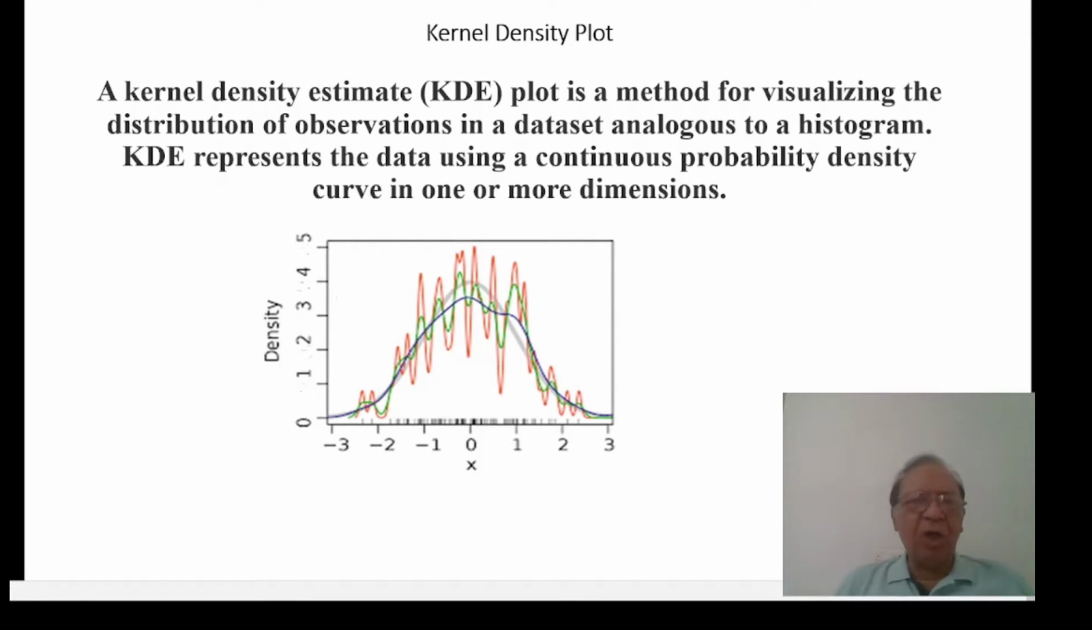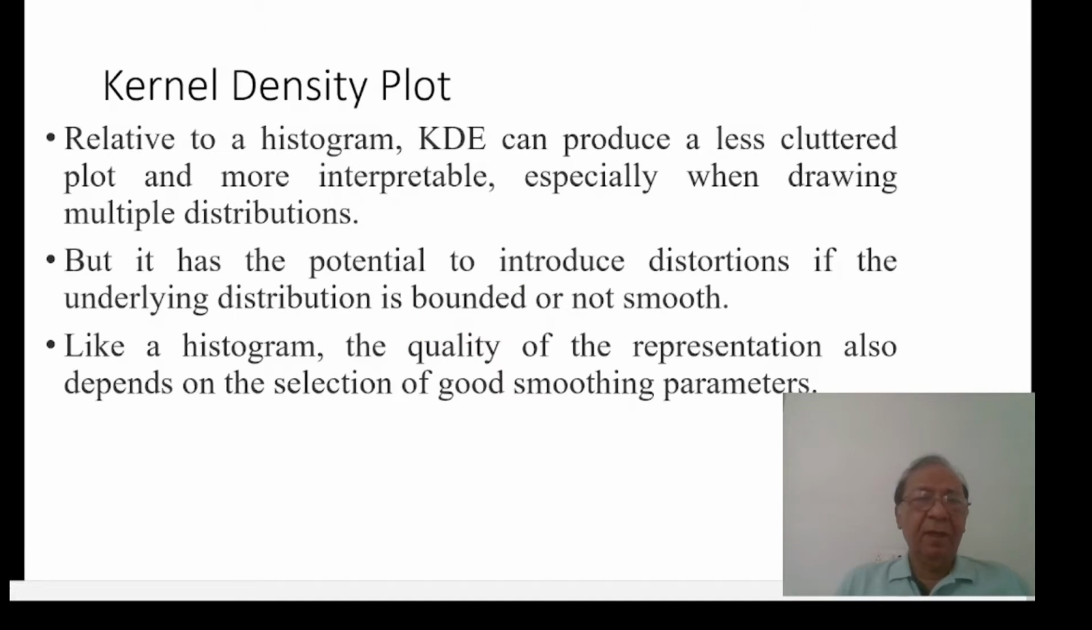A kernel density plot, as shown in the picture, is a method of visualizing distribution of observations in a data set, which is almost analogous to a histogram. It represents the data using a continuous probability distribution. See, in histogram we see only the frequencies, but in kernel density plot we see the continuous probability density. Kernel density plot, it is relative to histogram.